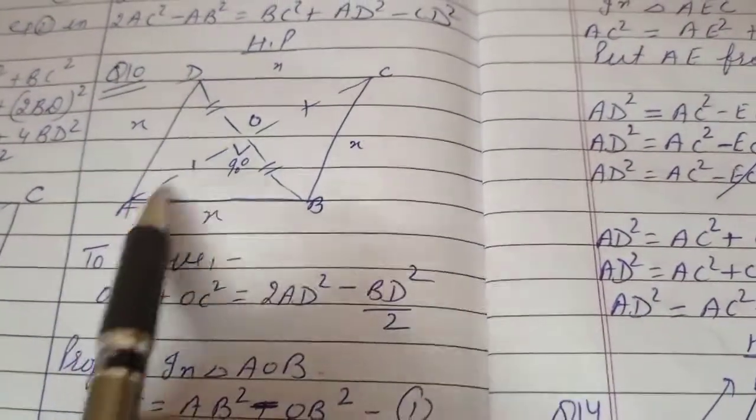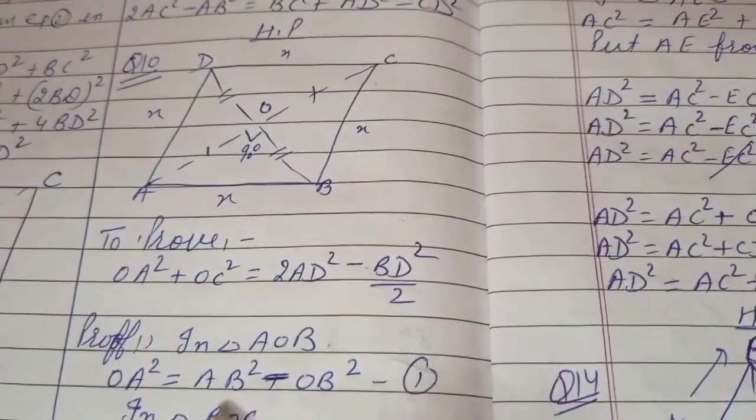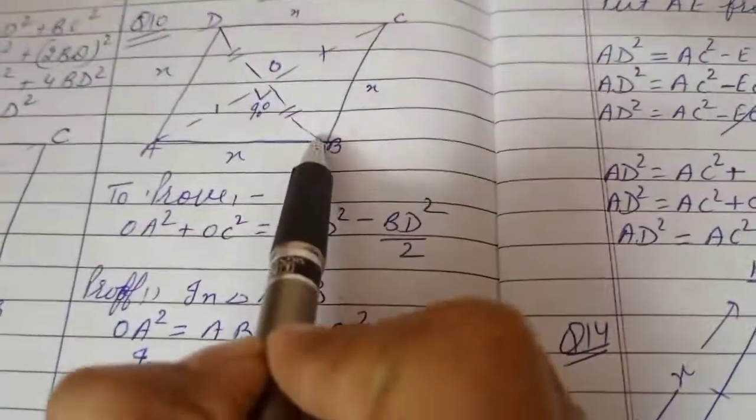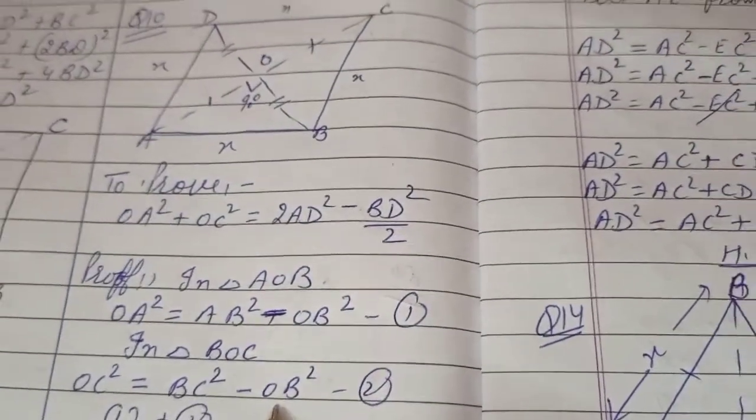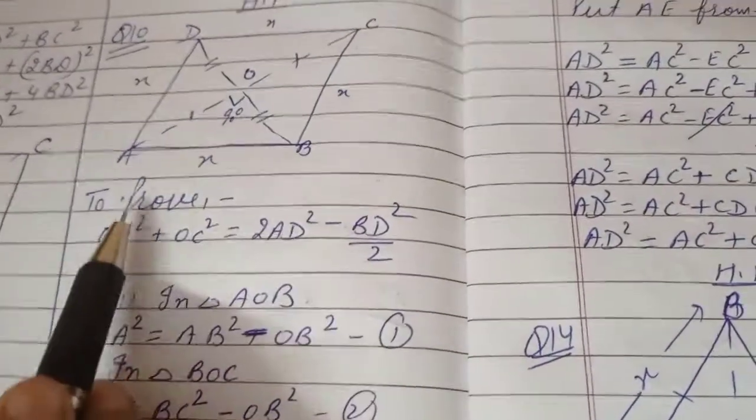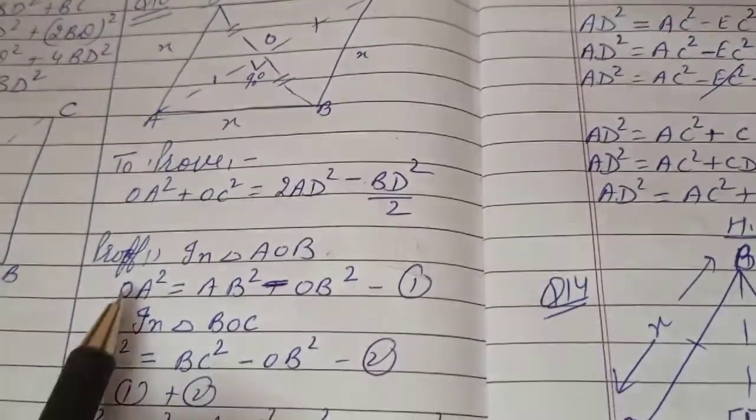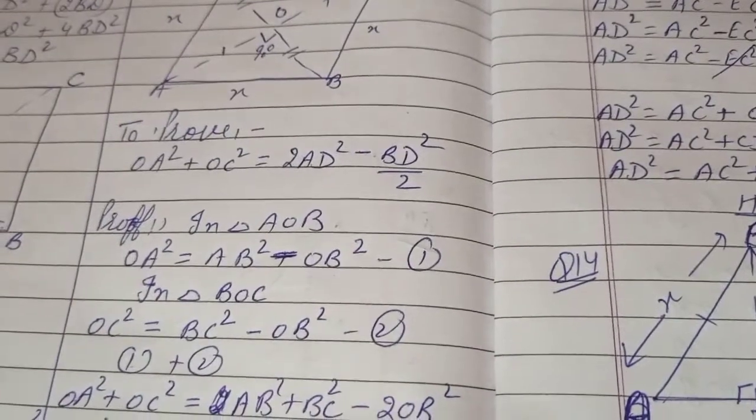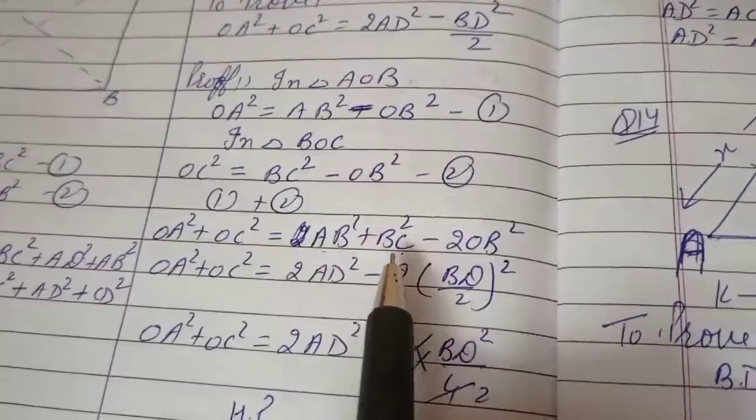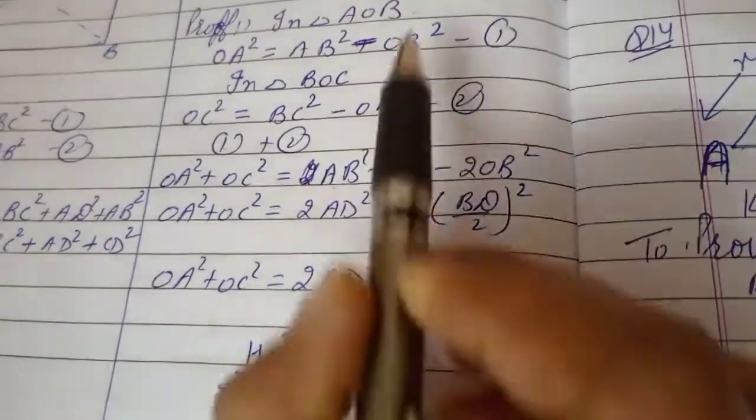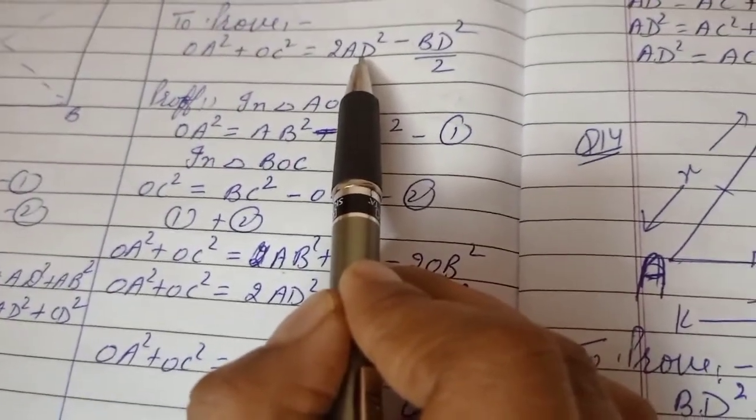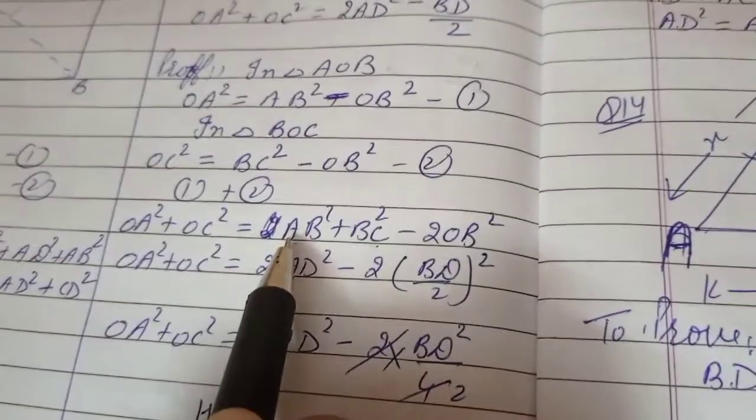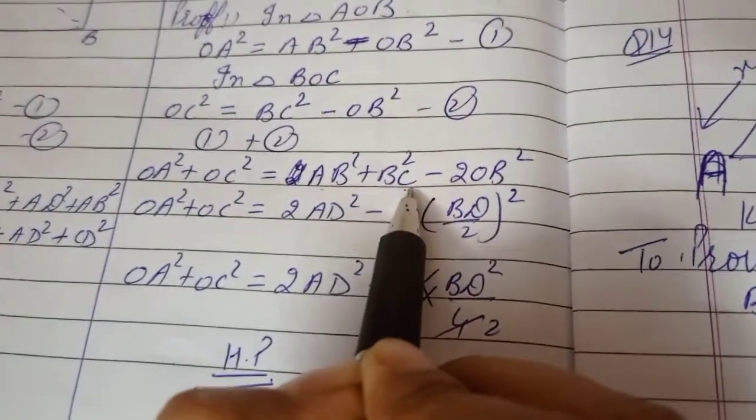So for this what I did, I took this triangle, and in this triangle I applied Pythagoras. Then I took the triangle BOC. I applied Pythagoras in this also because I need OA square plus OC square. So we will add both the equations. So this side I got this. Now AB square plus BC square. In place of AB square, I need AD. And you know that all the sides of a rhombus are equal. I can replace AB also, BC also with AD.